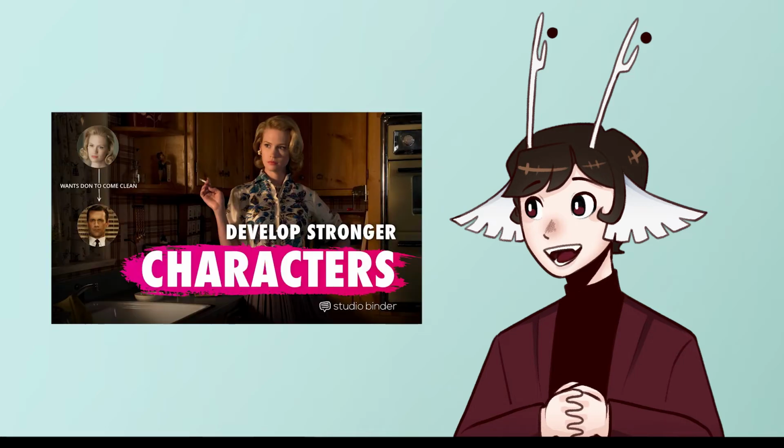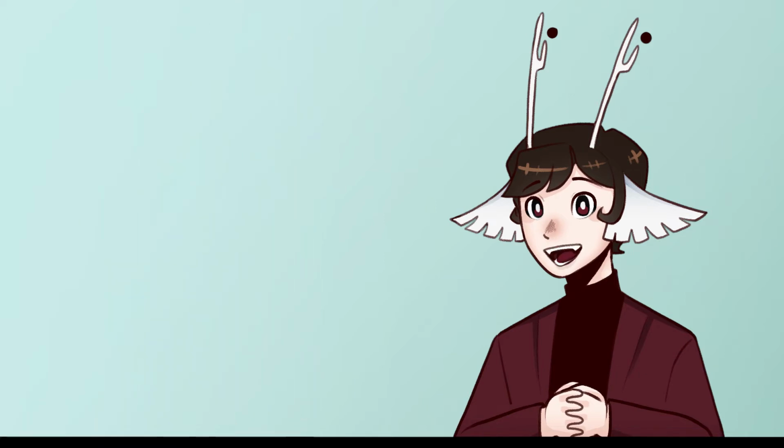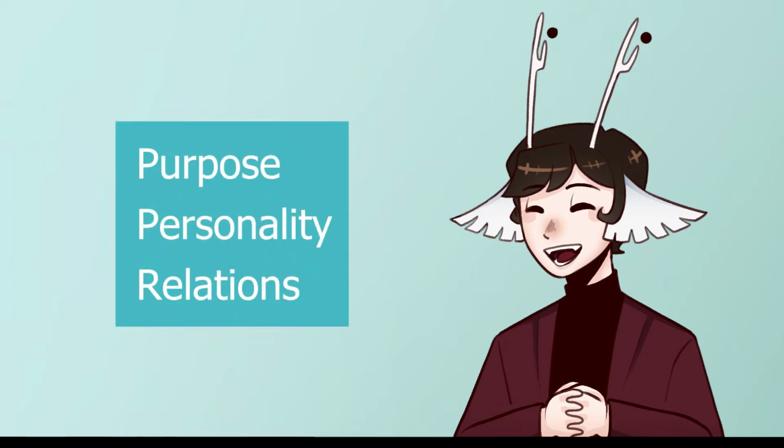In StudioBinder's How to Create a TV Character and Develop Their Arc, they use the 5 W's method: who, what, when, where, why, and how. This method is a great way to create a character for any form of media, including horror. To simplify even further, you'd want to focus on your character's purpose, personality, and relationship with other characters.